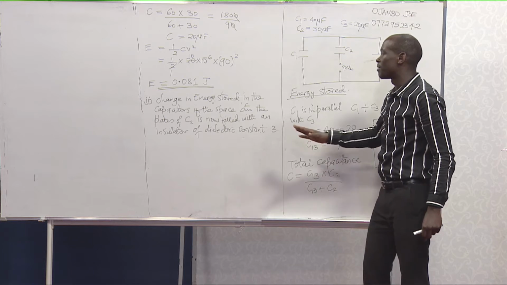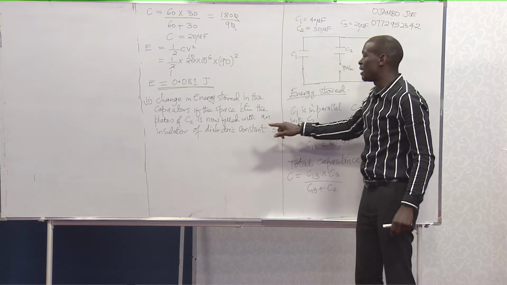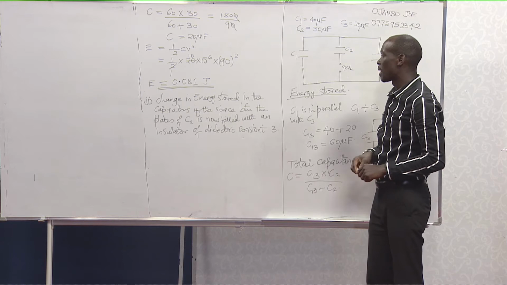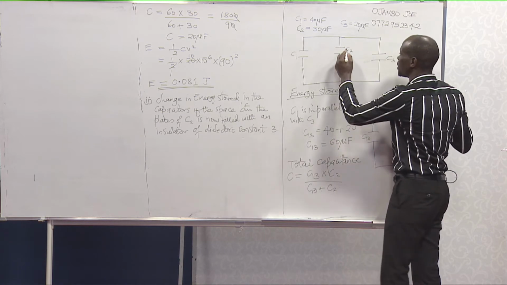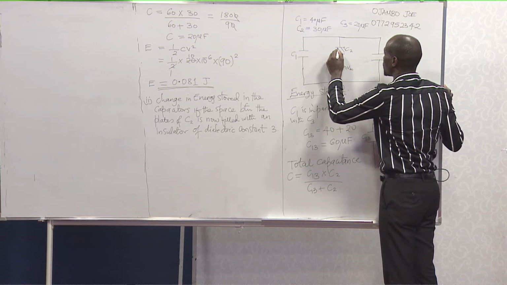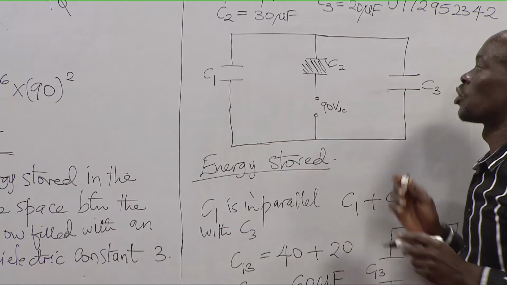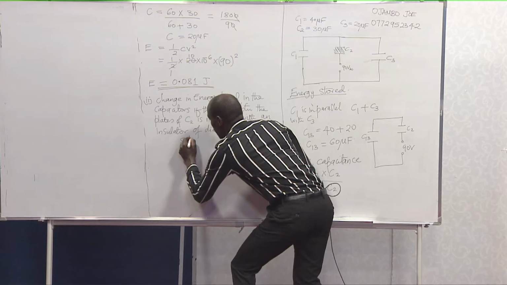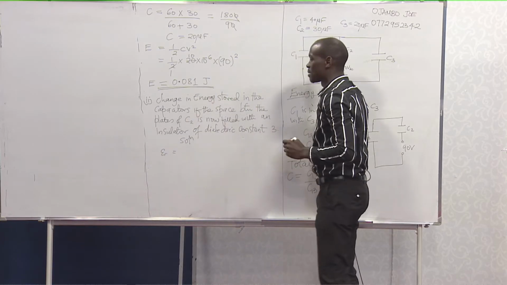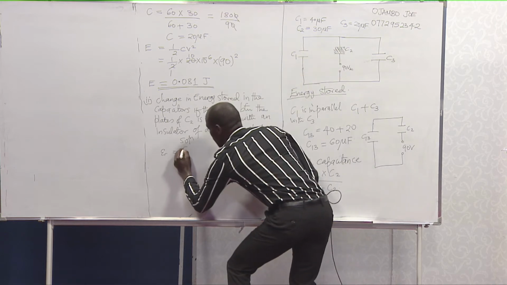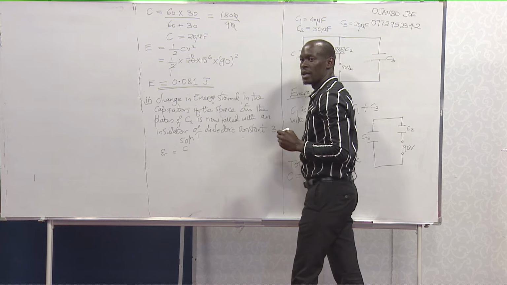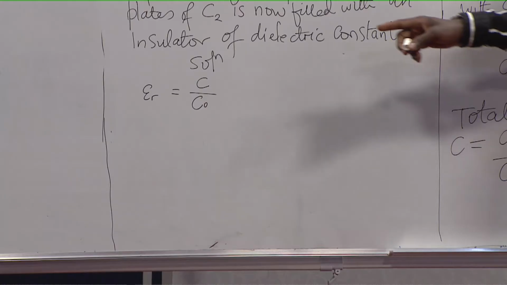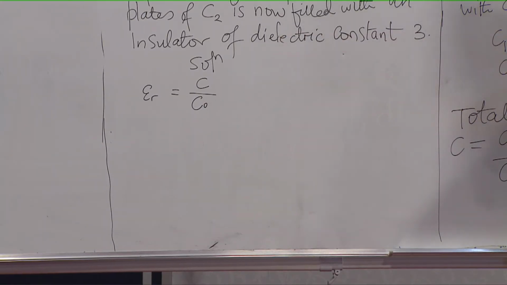And the only difference we have from what we had in the beginning is, remember in the beginning we were told that the space between all the capacitor plates is air. But this time, they have filled this with the dielectric, and it has the electric constant 3. So that means the capacitance here will change. If you remember the relationship between relative permittivity and the capacitance, we said it is the ratio of the capacitance of a capacitor filled with a dielectric to the capacitance of the capacitor when the space between its plates is a vacuum.